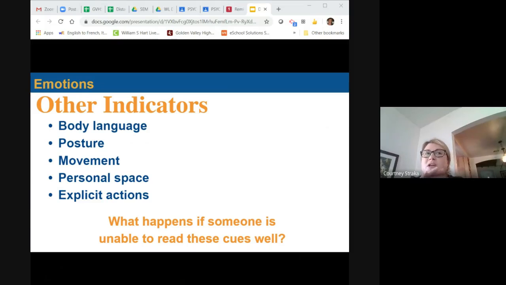There's going to be differences between how men and women use these indicators of how to express emotion. And then there's also going to be those cultural factors too.